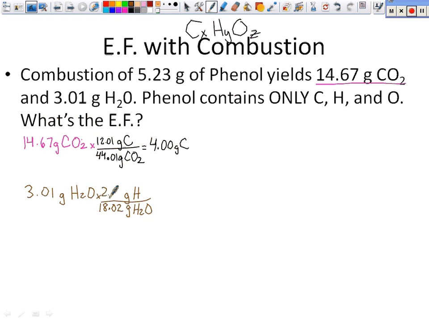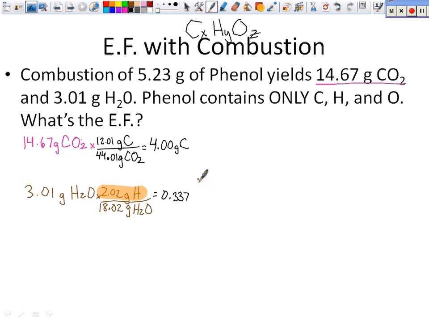This right here is where students mess up the most, because what do you want to put right there? Ooh, that's not the right button. You want to put 1.01 because that's what you're used to putting. But of the 18.02, 2.02 of it is exactly hydrogen. So, you'll have that answer too, correct? What is it? Okay, 0.337 grams of what? Hydrogen.